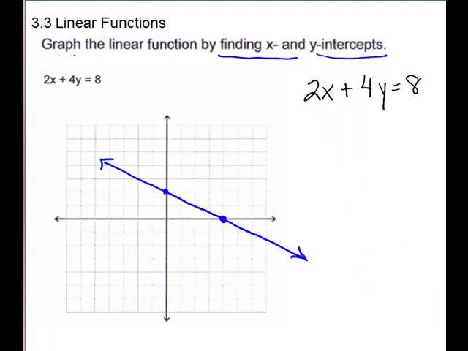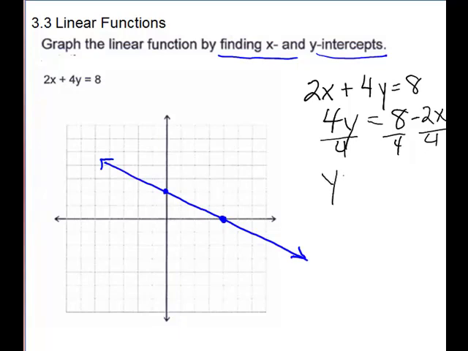The next part of the question asks us to write this equation using function notation. So we need to change to slope-intercept form. We're going to isolate the y. So I'm going to subtract the 2x from both sides. I'm going to slide back this way a little bit just so I'll have enough room. I'm subtracting 2x, so this is gone. 8 minus 2x. I'm going to divide everything by 4.